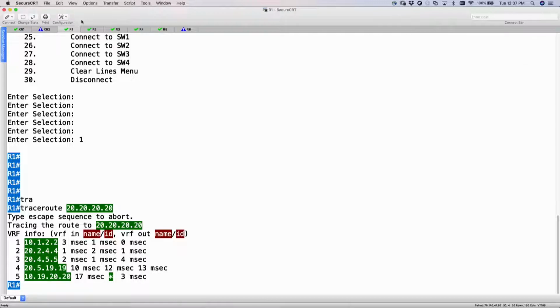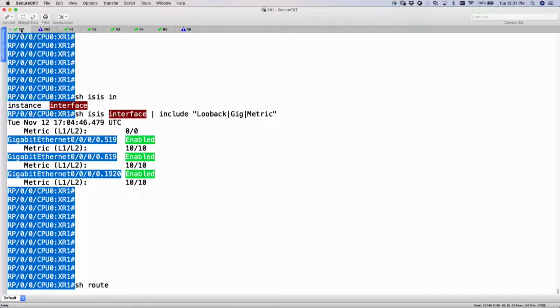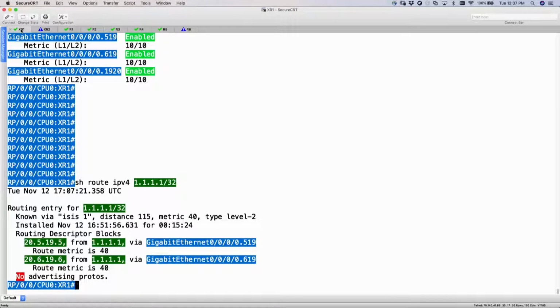Similarly, if I want to look at XR1, and I do a show route IPv4 1.1.1.1/32, again XR1 has 2 paths to reach router 1. It could go through R5 or it could go through R6. Because the metrics are the same, it shows both paths in the routing table. Obviously the load balancing is going to happen based on the flow.